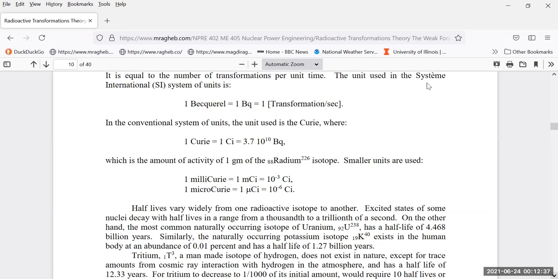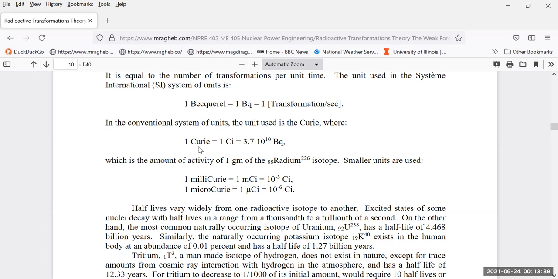Earlier on, before the SI system, in the conventional system, people were honoring Marie and Pierre Curie, and they used the curie. One curie was equal to 3.7 times 10 to the 10th power transformations per second, or becquerel. The choice there was basically related to the activity of the isotope radium-226 that Marie and Pierre Curie worked on. So if you take 1 gram of the isotope radium-226, the number of atoms N naught from Avogadro's number, and multiply it by the decay constant, the natural logarithm of 2 divided by the half-life, you can get the equivalence of the curie as being 3.7 times 10 to the 10th transformations per second.